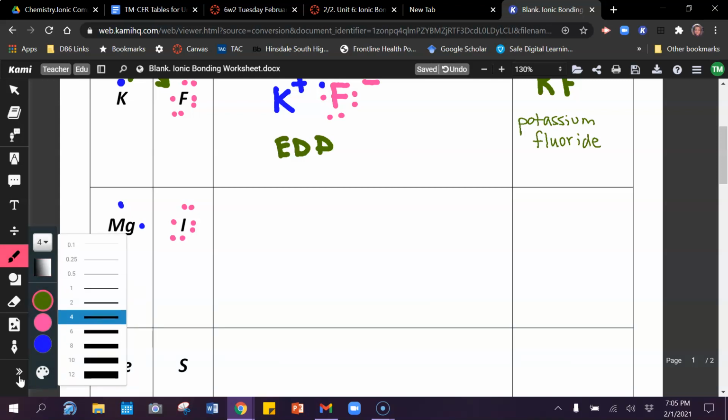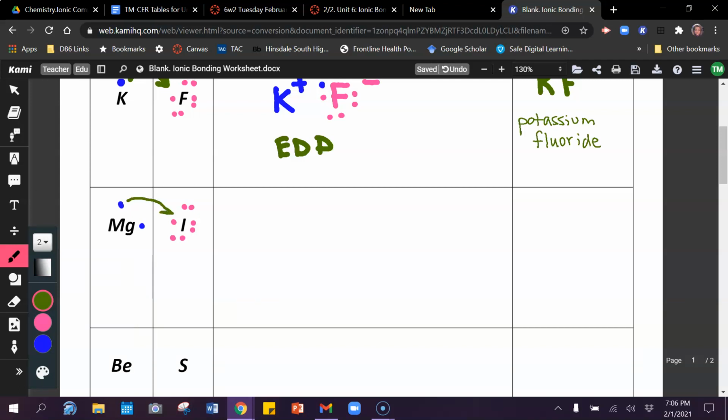So it's going to take an electron from magnesium. And now this iodine is going to be totally happy because it will now have 8 electrons in its outermost shell. But magnesium is unhappy. It still has 1 more electron to get rid of in order for it to have a full valence shell.